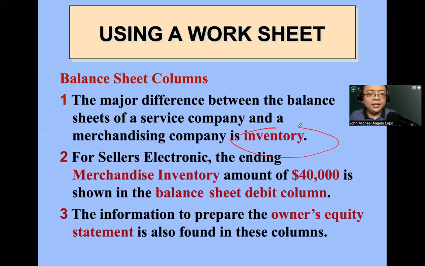The merchandise inventory of 40,000 is shown in the balance sheet debit column. No? The information to prepare the owner's equity statement is also found in these columns. Okay. So again, this is it. No? So that's basically the worksheet, and hopefully you learn about this accounting for the merchandising.